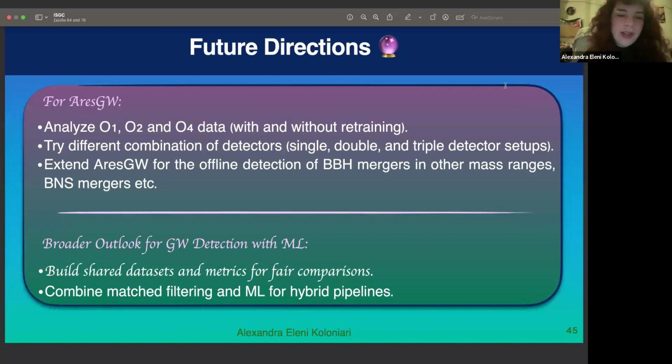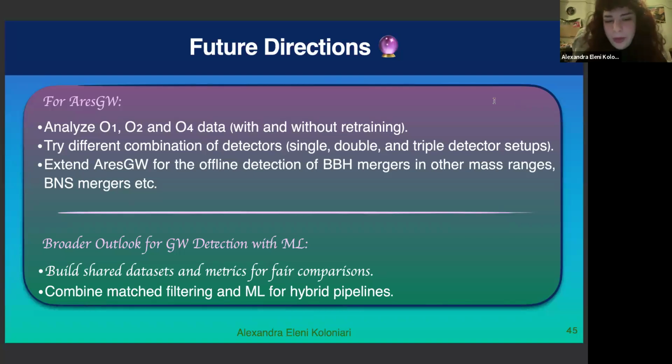Now, for the future, we can analyze O1, O2, and O4 data with and without retraining. Additionally, we can try different combinations of detectors, such as single, double, and triple detector setups. And we can extend ResGW for the offline detection of binary black hole mergers in other mass ranges, or for example, for binary neutron stars.